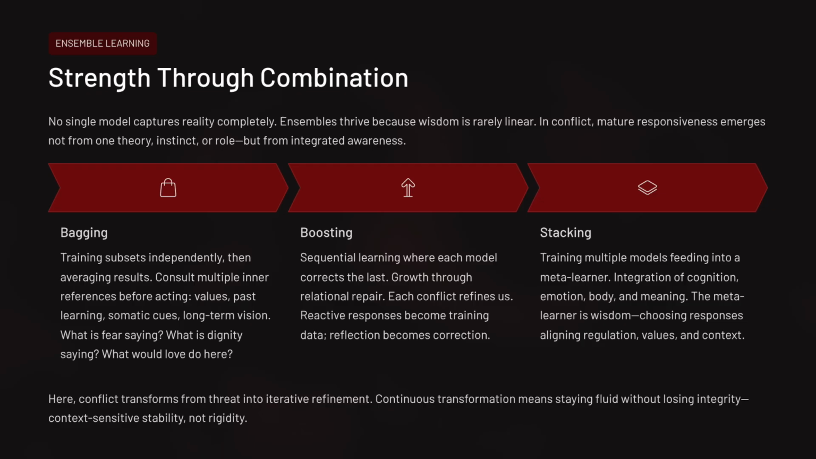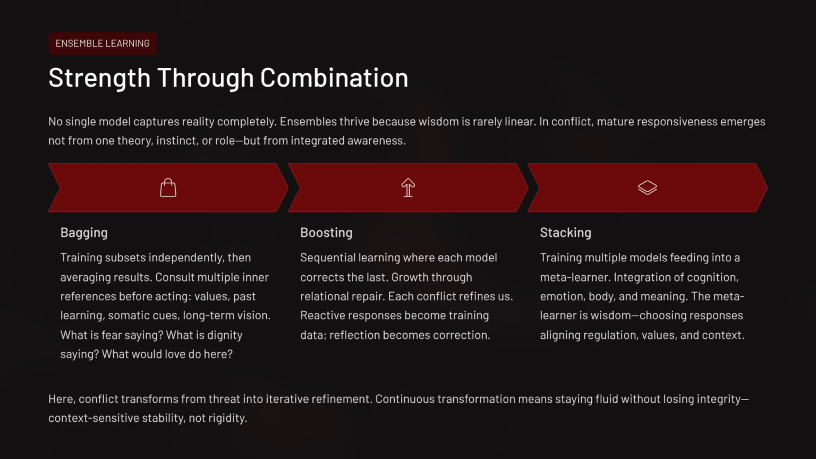No single model captures reality in full. Ensembles thrive because wisdom is rarely linear. In conflict, mature responsiveness emerges not from one theory, one instinct, or one role, but from integrated awareness. Bagging trains subsets independently, then averages results. In life, bagging reflects our ability to consult multiple inner references before acting: our values, our past learning, our somatic cues, and our long-term vision.